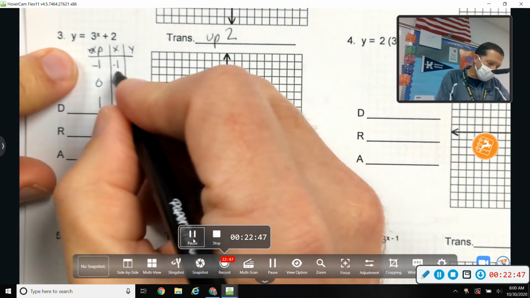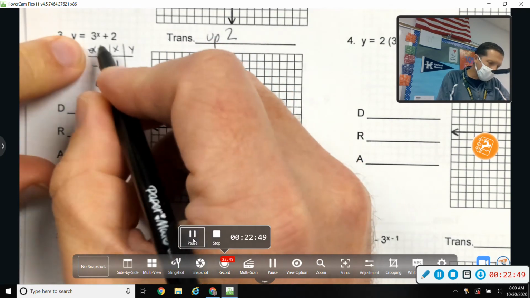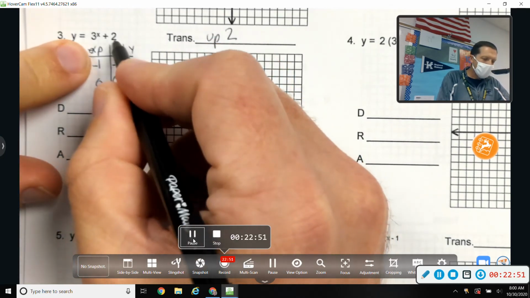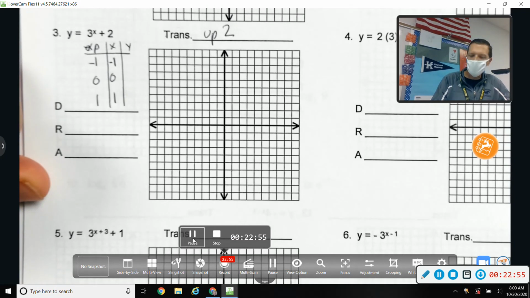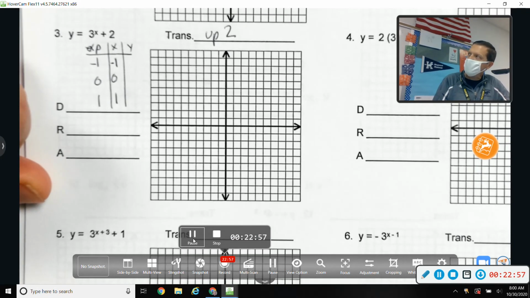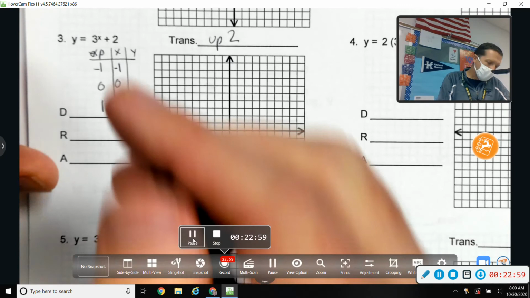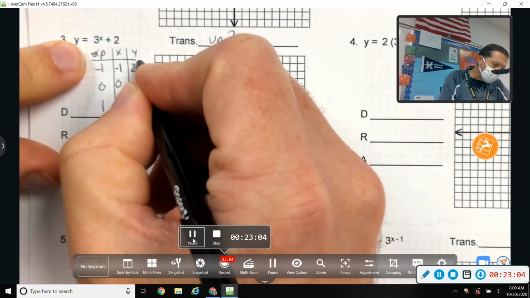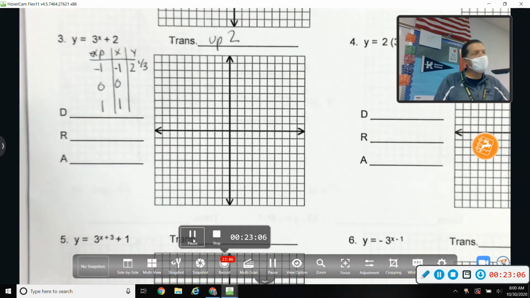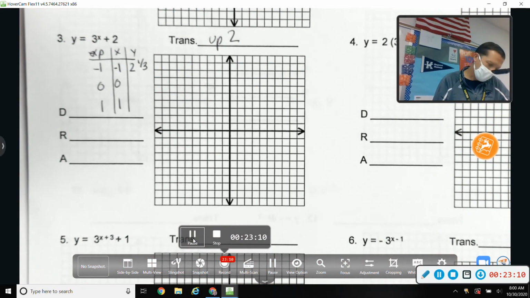So 3 to the -1 is a third, but plus 2. Oh, I'm still frozen on that. There we go. So 1/3 plus 2, well, let's just leave that as 2 and 1/3, because that'll make the graphing easier. I don't want to change that to, well, that'd be 7/3, but that doesn't help me with the graph, so I just leave it as 2 and 1/3.